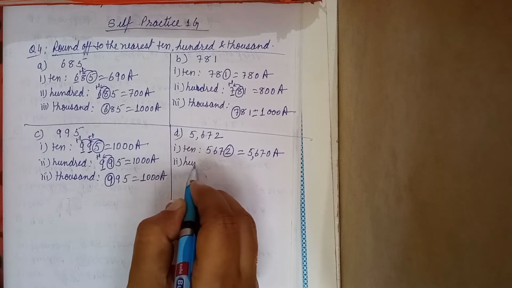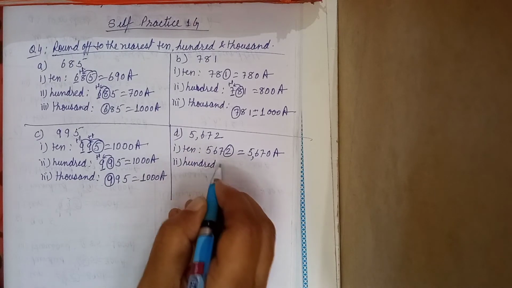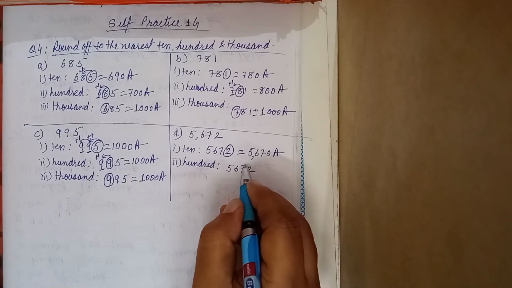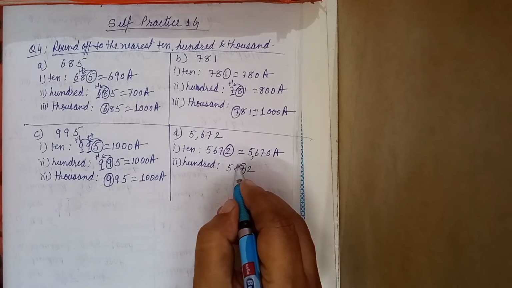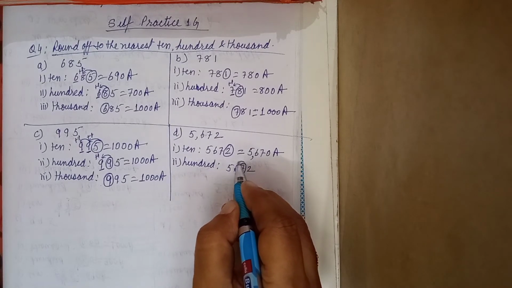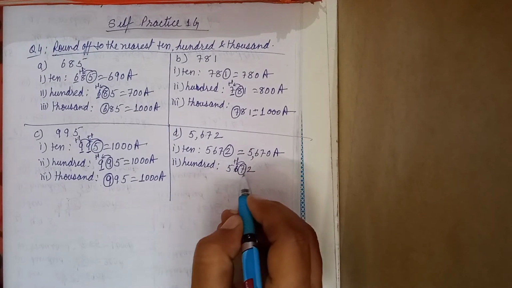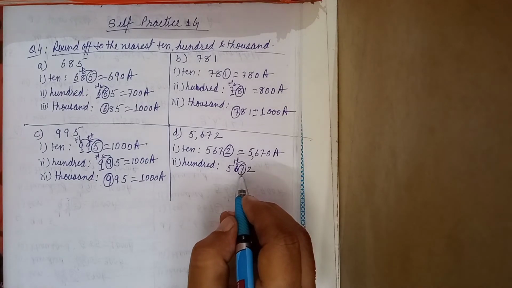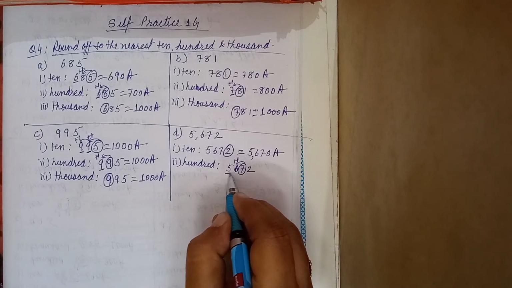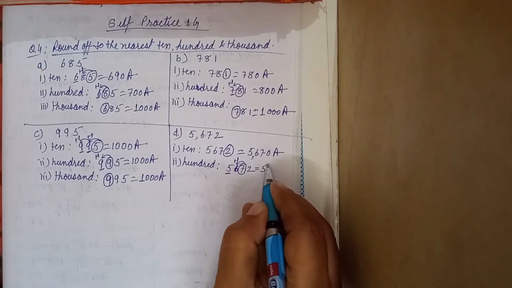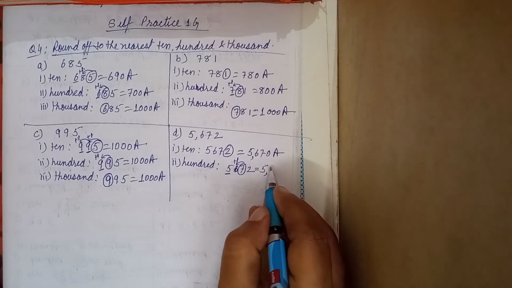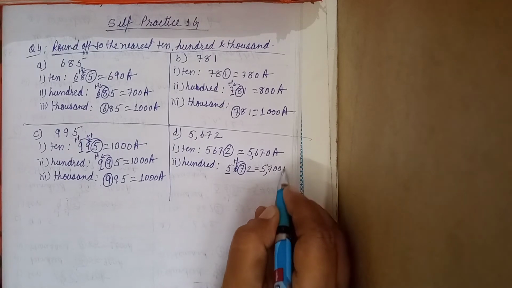Second, we will round off to 100. 5, 6, 7, 2. We will see the tens place. In the tens place the number written is 7, which is greater than 5. So give plus 1 to the number written in the hundred place. And the number in the thousand place is 5, which will remain the same. And in the hundred place we will write 6 plus 1, 7, and in the tens place and ones place, 0 and 0.